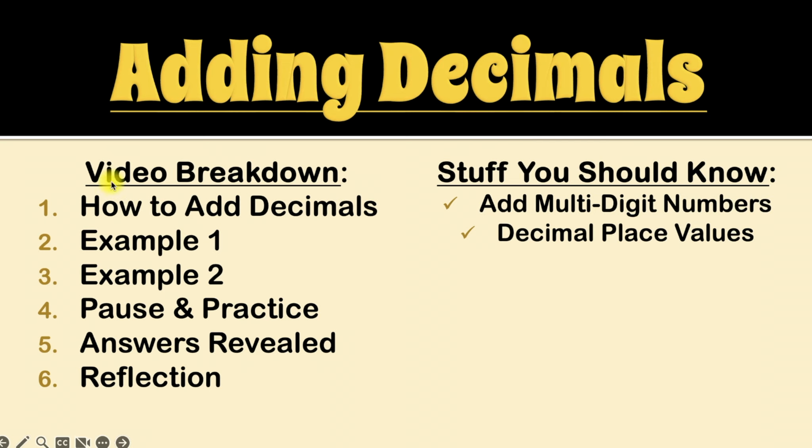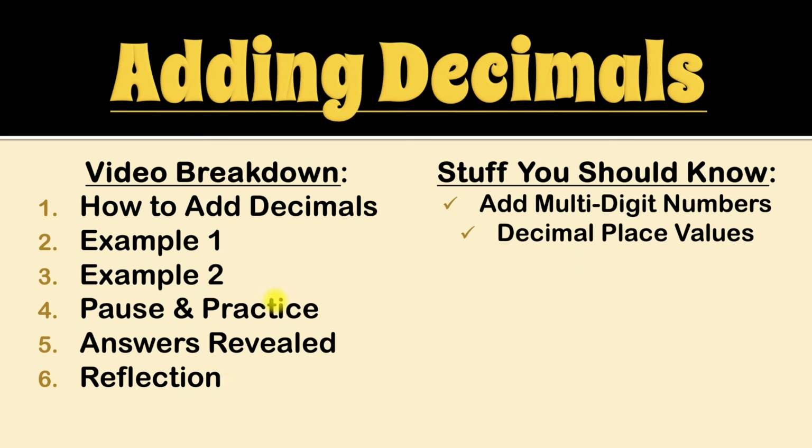First, let's go over the video breakdown. There are 6 parts to this lesson, and in the description below, I've got this exact video breakdown with timestamps to help you go to any part of the lesson. Feel free to use it to go to whichever part you need. First, we'll go over how to add decimals. Then we'll go over 2 examples, followed by the pause and practice. This is where you get the chance to answer some questions on your own. After the pause and practice, the answers will be revealed, and then finally, we'll have the reflection where we go over what we learned from this lesson.